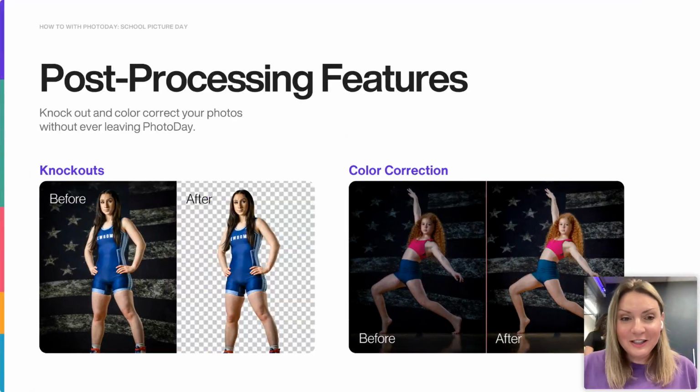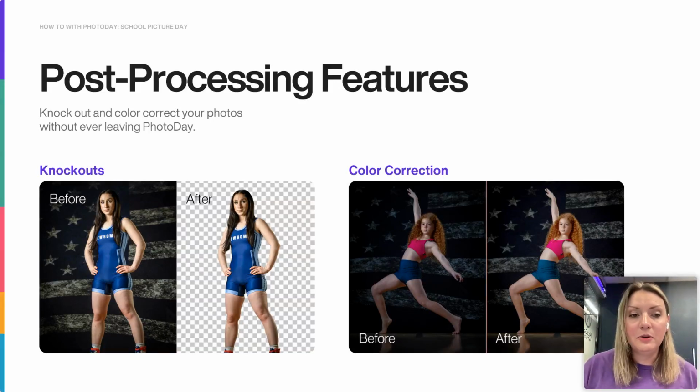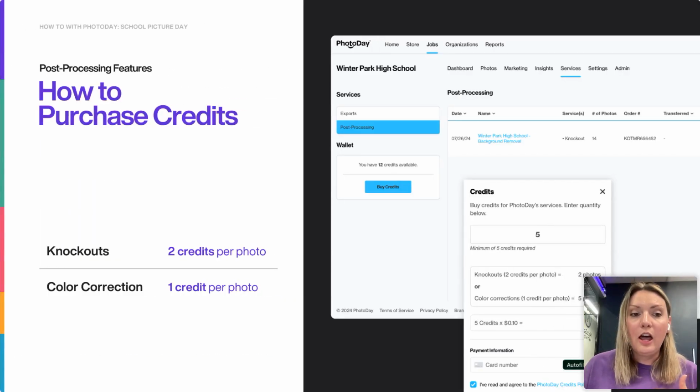All right, so first things first, post-processing features. You might be using an external service for this, but this is mainly to raise awareness that we do have some post-processing features available in PhotoDay right within your jobs. That allows you to only have to upload once instead of uploading to multiple places. We have knockouts, we have color correction. And now I will show a short video on how that works when we get there. Those are the two services that we have available for you in volume, and you can get to those right within your account within the job.